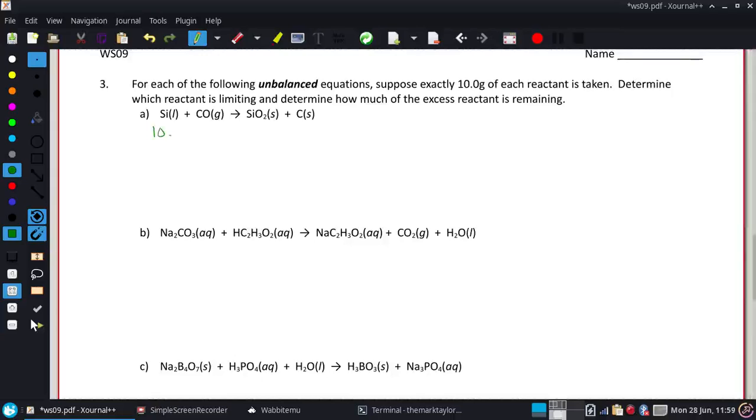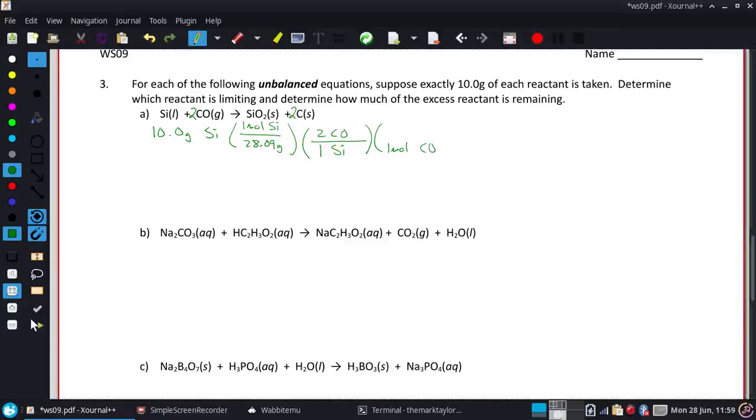All right, so going to do one calculation with the 10 grams, and we're going to just start with silicon because it's the first thing there. We're going to figure out how much carbon monoxide would be needed. So from the periodic table, I see that 1 mole of silicon happens to weigh 28.09 grams. And we need to balance this equation. That one was kind of easy to balance. So for every silicon, you would need 2 carbon monoxides.